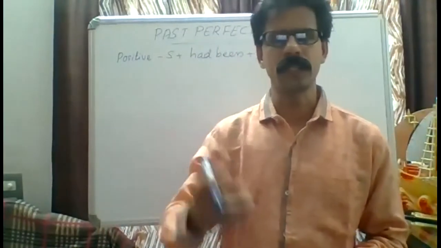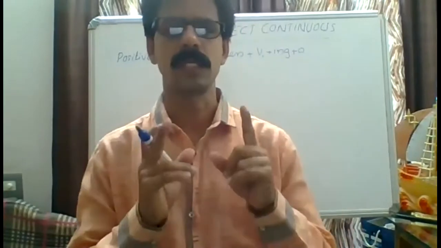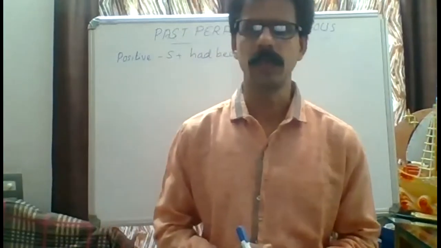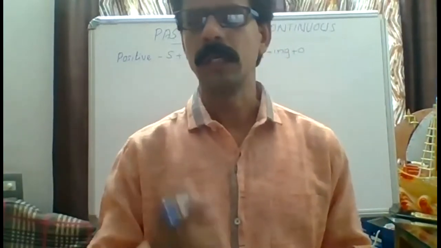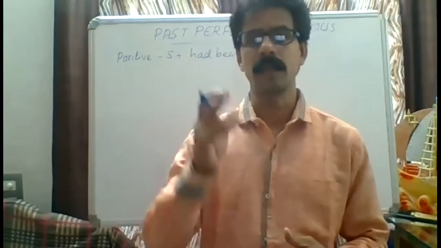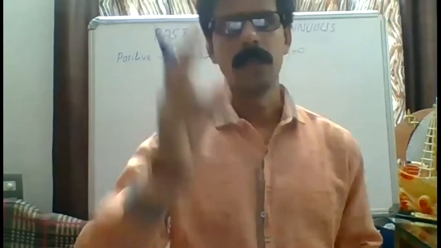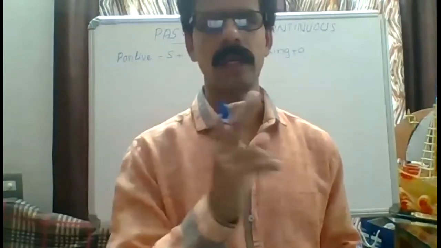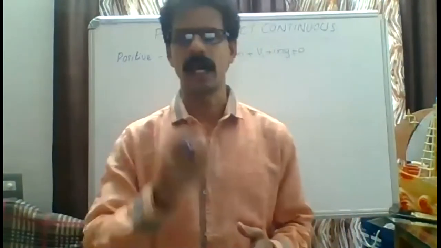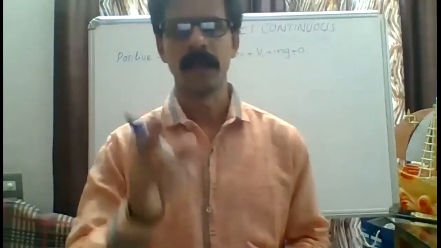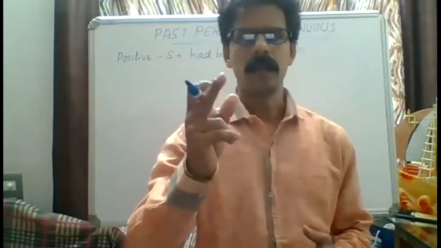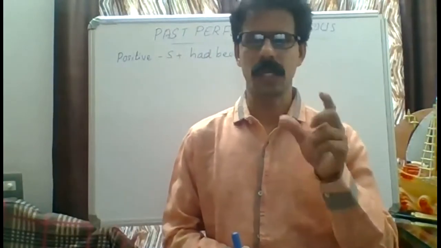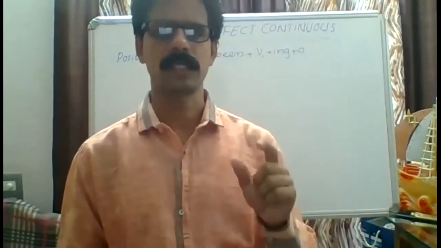When there is a perfect and continuous in past, only a single word changes. That is the auxiliary verb, the helping verb what we use, which is have in present perfect. In past perfect, we must use only had and been. Had been plus ing. Here, only had been plus ing is the structural form of the past perfect continuous.